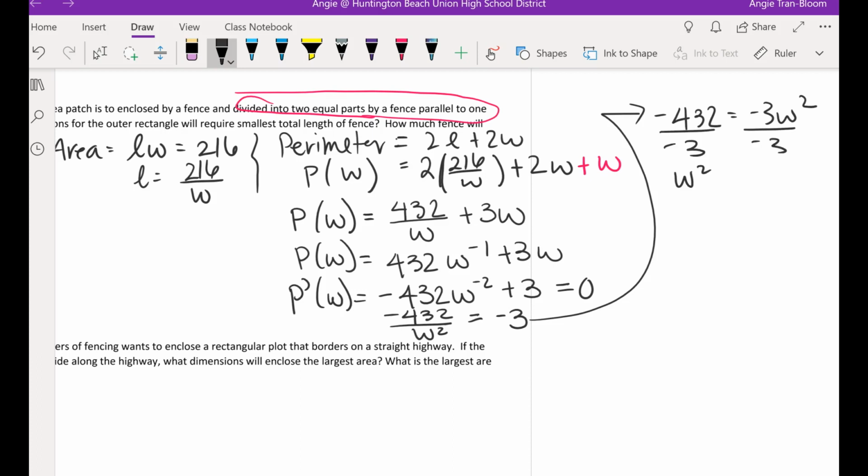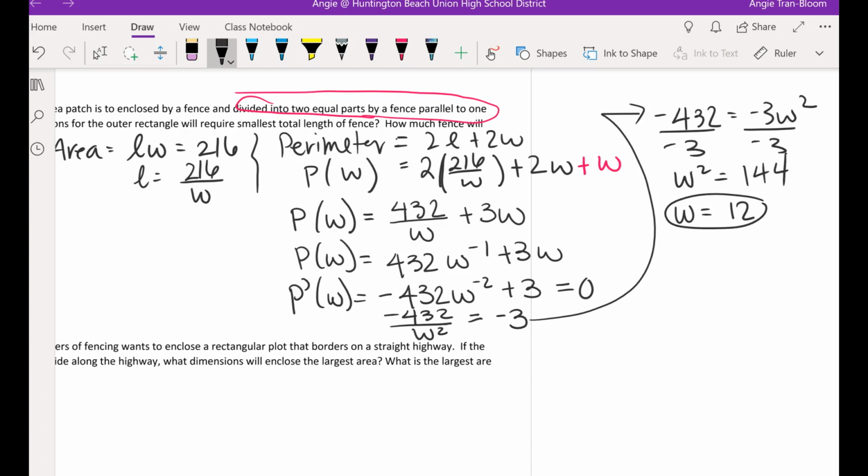So we have W squared equals, let's see, 432, let me bust out my calculator, divided by 3, so 144, beautiful. So W equals, I should really write plus or minus 12, but we are dealing with length, so I don't need to worry about the negative 12. So I just have a positive 12. So 12 comes out to be the width measurement.